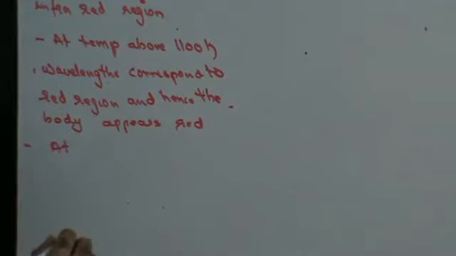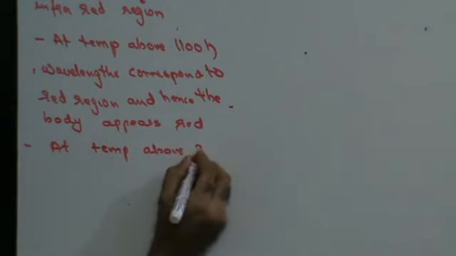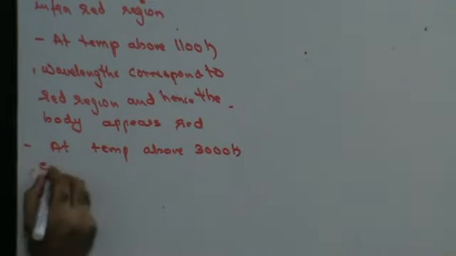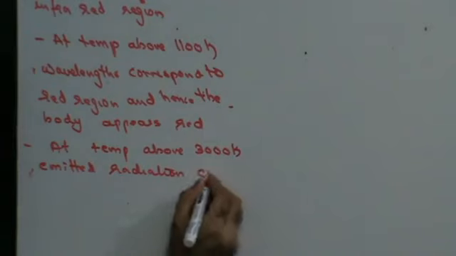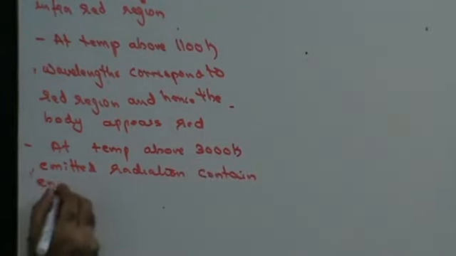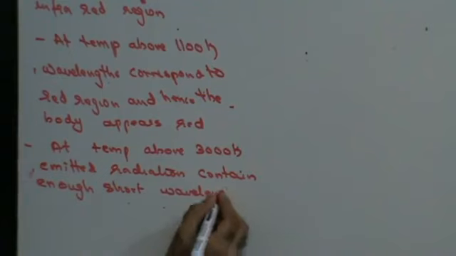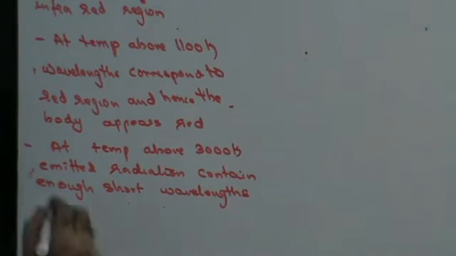Right, at high temperatures, at temperature about 3000 Kelvin, the emitted radiations contain enough short wavelengths and the object appears white.